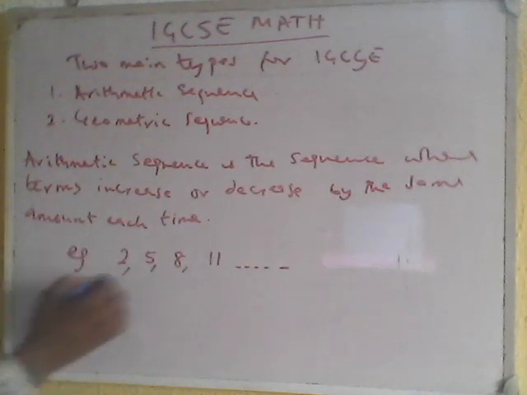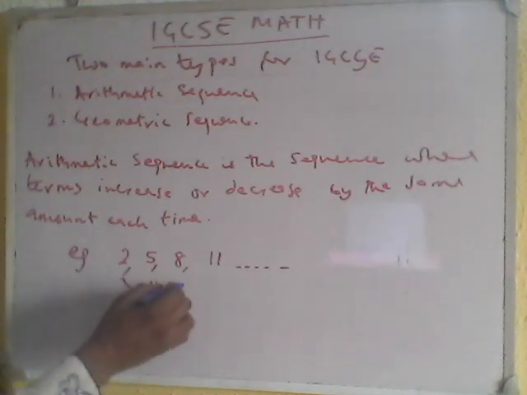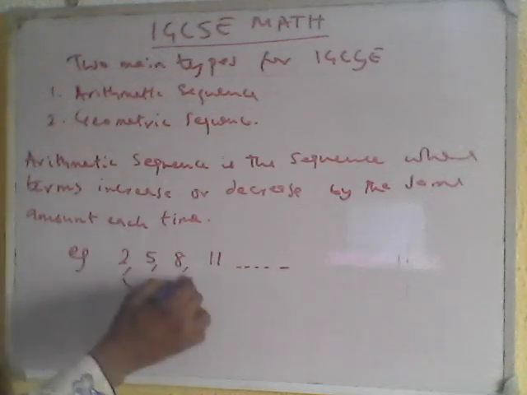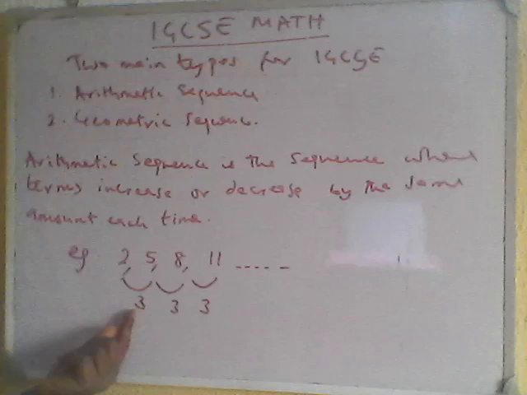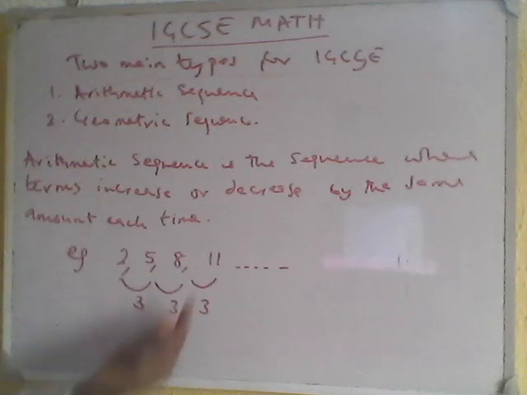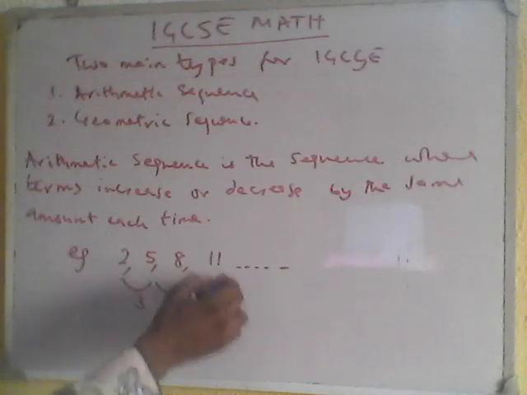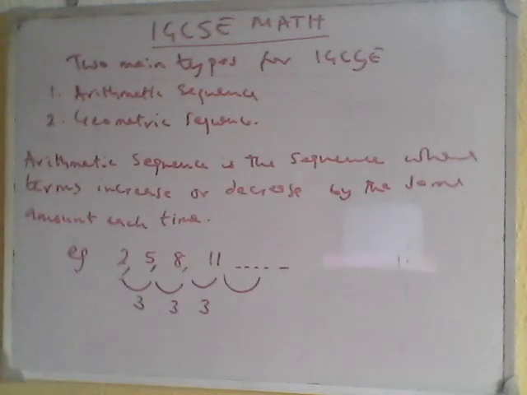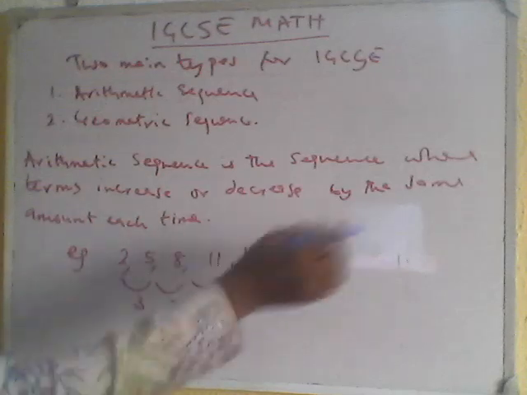Between the first and second terms in this case, the amount of increase is 3. Between 5 and 8, the amount of increase is 3. Between 8 and 11, the amount of increase is 3, because 5 minus 2 is 3, 8 minus 5 is 3, and 11 minus 8 is 3. So who can tell me the next one I am expecting here? I just add 3 to this, and I will get 14, and so on and so forth.